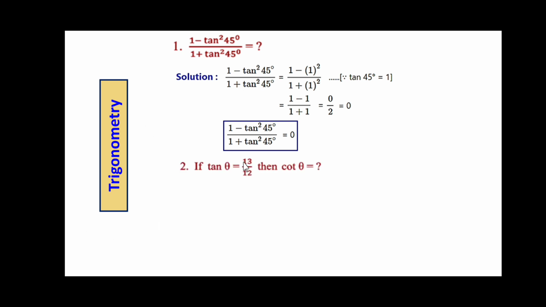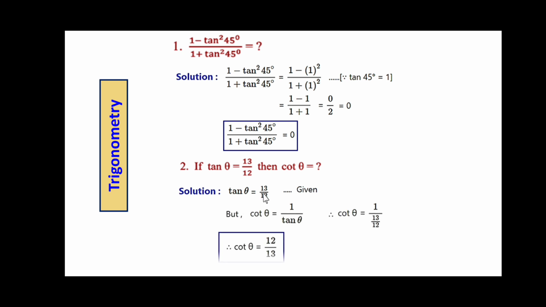Now the second one: if tan theta is 13 upon 12, then what is cot theta? Friends, here we know that tan theta and cot theta are reciprocals of each other, means the product of these two is 1. We know tan theta is equal to 13 upon 12, but cot theta is 1 upon tan theta, means reciprocal of each other. Now put the value of tan theta here, 1 upon 13 upon 12. This 12 goes to the numerator, therefore cot theta value is 12 upon 13.